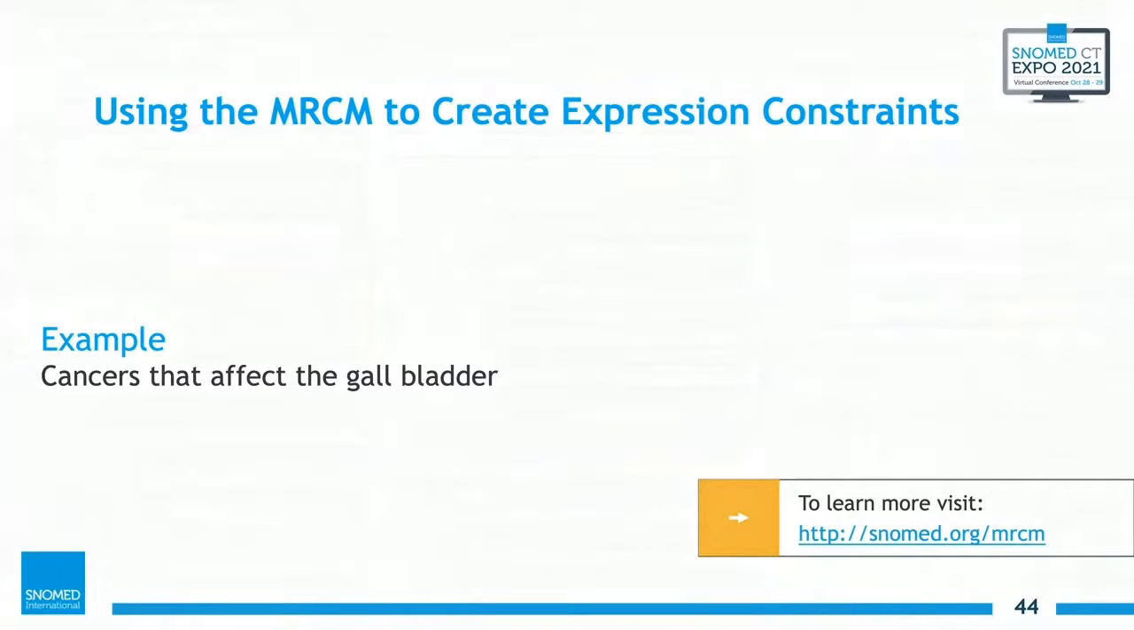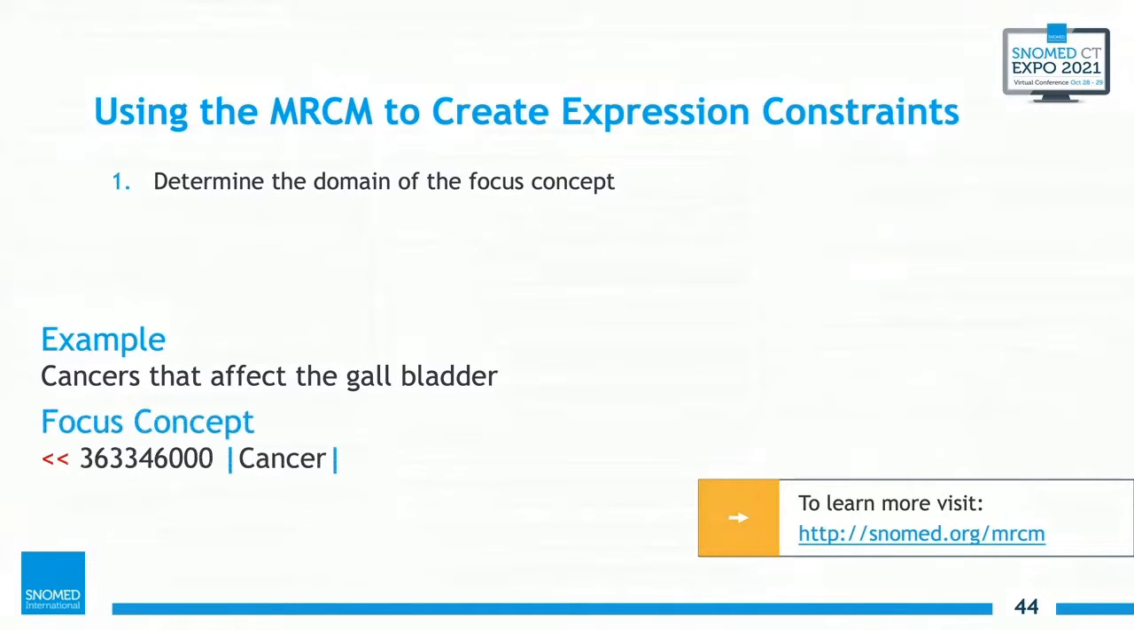We're going to demonstrate a process that you can use to create expression constraints that are concept model compliant. Let's say, for example, that we wanted to write an expression constraint to help us identify all the cancers that affect the gallbladder. The first thing we need to do is to determine the domain of the focus concept. Now, in this case, we're going to start by looking at the descendants or self of cancer. So step one is to determine the domain of the focus concept, which in this case is cancer.